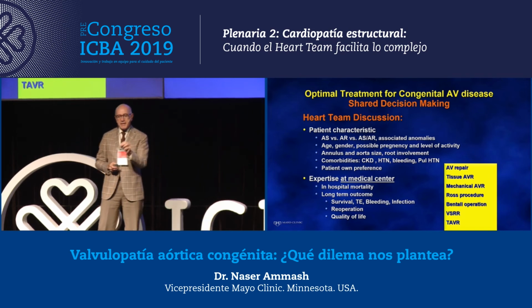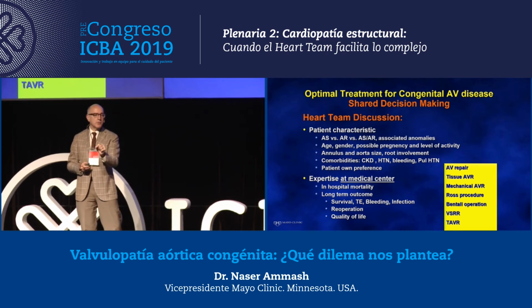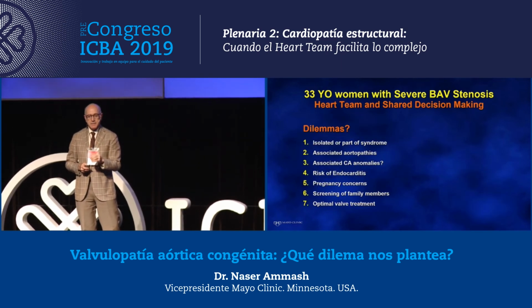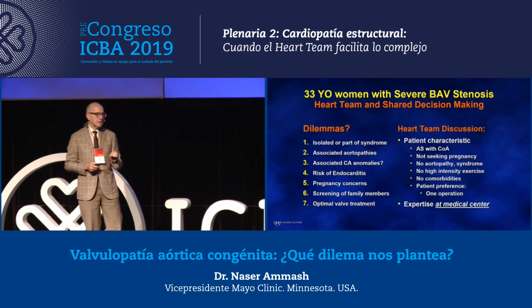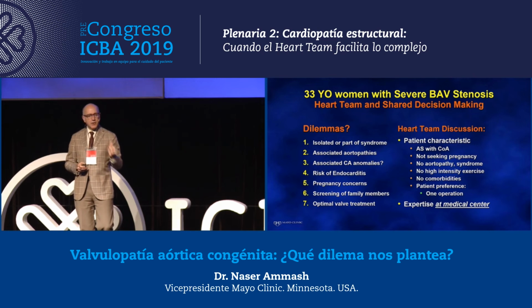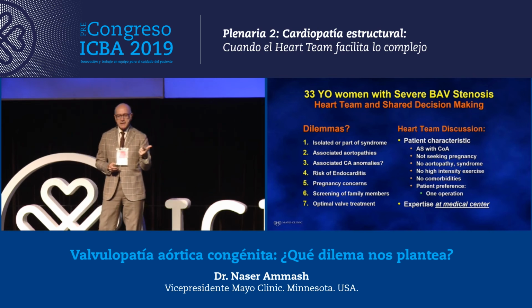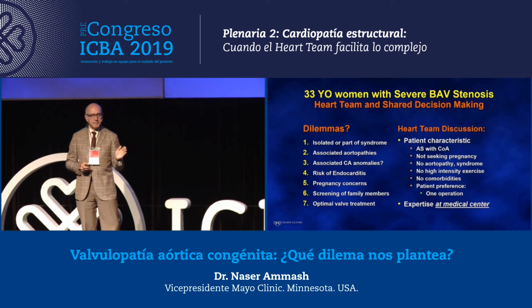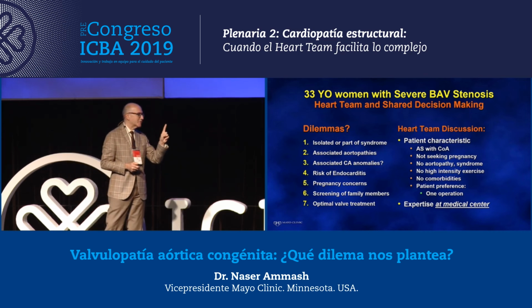So there are many patient characteristics that are so important to be discussed by the heart team that has been mentioned, in addition to the expertise at the center. So let's go back to my patient. This is the dilemma, and this is the heart team discussion at that time. Her characteristics: she had AS with coarctation. She did not want to have pregnancies. She did not have an aortopathy or any sign of syndrome. She's not interested in high-level exercise activities. She has no comorbidities. And she said, I just want one operation and one operation only.